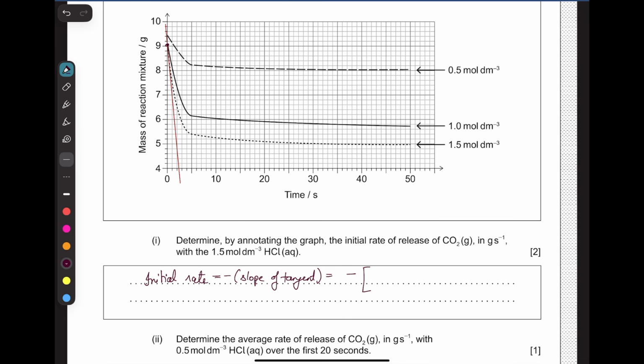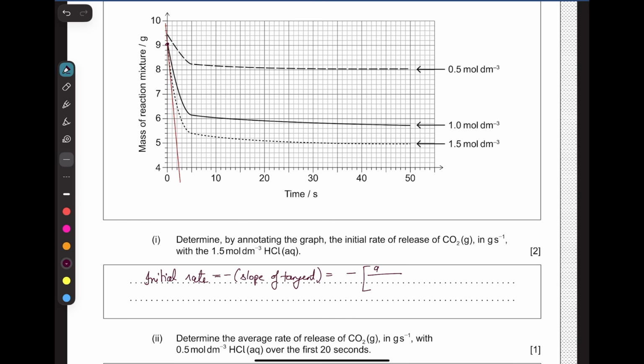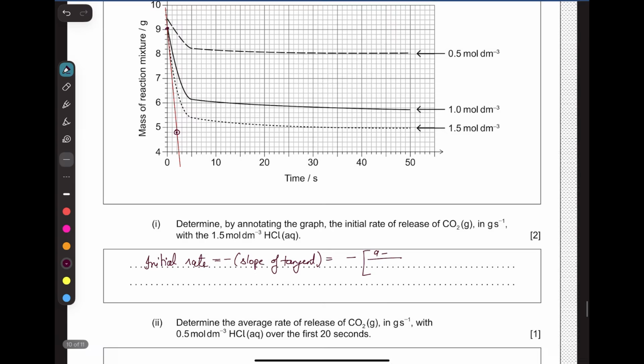The initial point is 9. So 9 minus 4.8, and we can take this point because the line exactly passes through it, divided by, at 9 the x coordinate is 0, at 4.8 the x coordinate is 2. When we simplify this, we'll get the answer as 2.1. The numerator is in grams, the denominator is in seconds, so the unit will be grams per second. So 2.1 grams per second would be the answer.